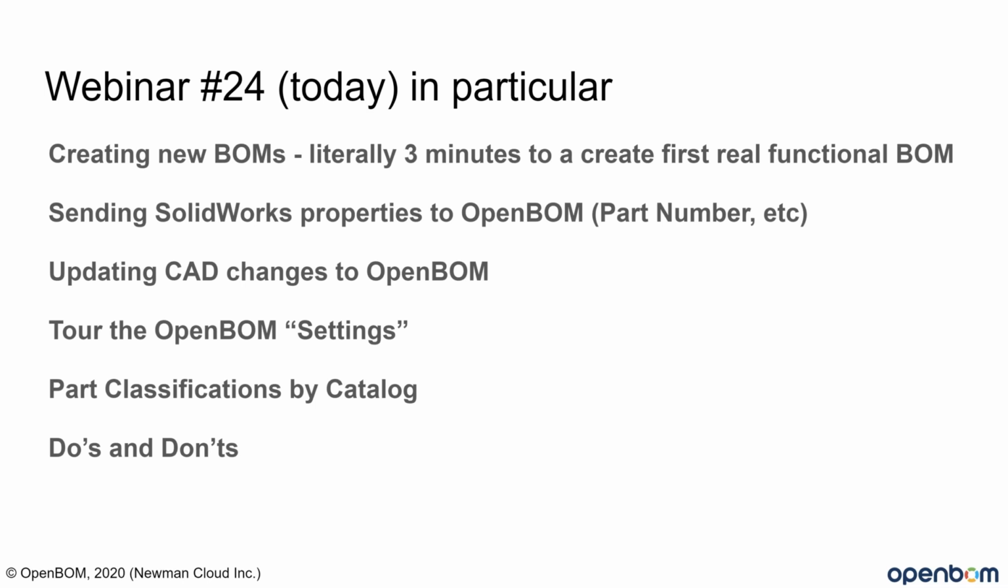And we'll discuss a little bit about part classifications by catalogs. In other words, I've got a part that's in my general catalog, but it's really a fastener, and I want to have it in my catalog of fasteners. Then we'll wrap up with some do's and don'ts, and keep going next week.